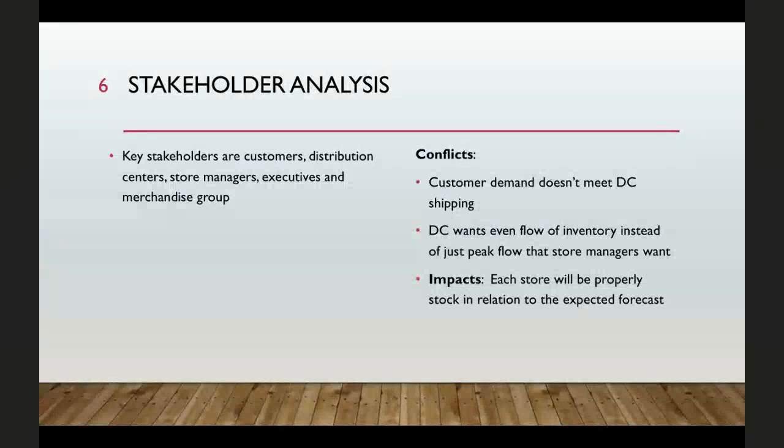Store managers want to keep 100% of stock in stores at all times, but the problem with that is the executives don't like it, because they don't like the high marginal loss that comes from all the excessive inventory being in the store after the fact. And the merchandise group has problems with the forecasting, which is leading to these high MAPE scores.